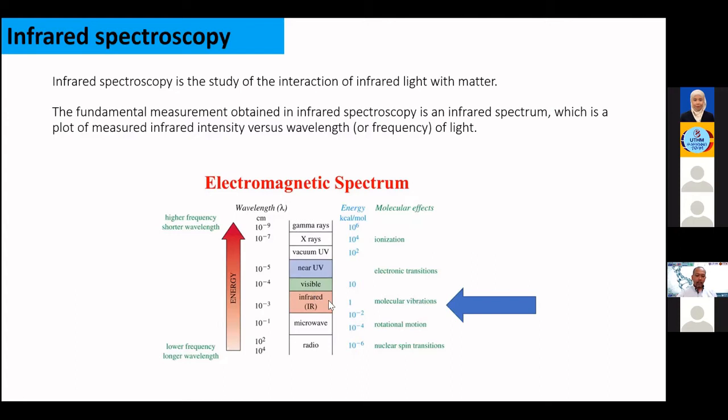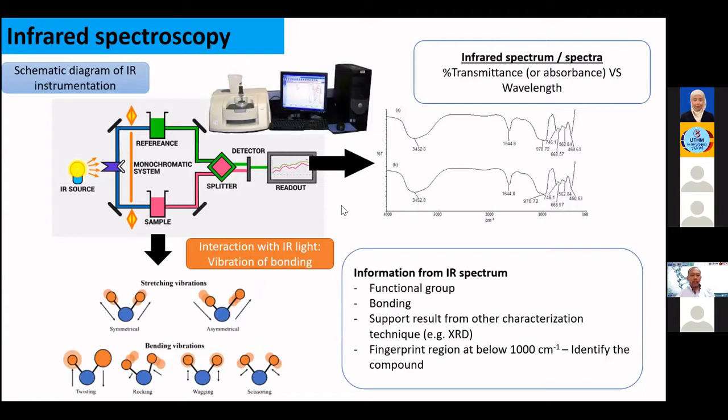For infrared, once we give the infrared light or photons to the sample, the bonds of the molecules will vibrate, and this vibration will give energy, and from that energy it will produce a spectrum. From that spectrum we can analyze and determine the functional groups or the bonding inside the materials. So this is the schematic diagram of IR instrumentation. We have an IR source, a reference and also a sample, and then there is a splitter and also a detector, and we use a computer with software.